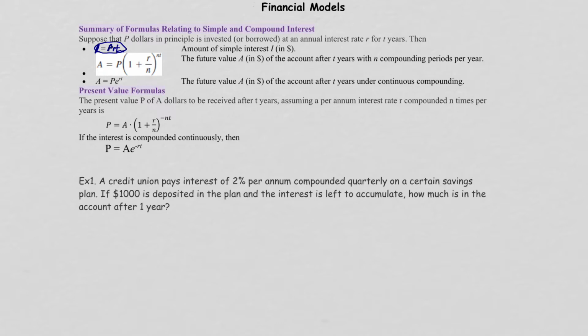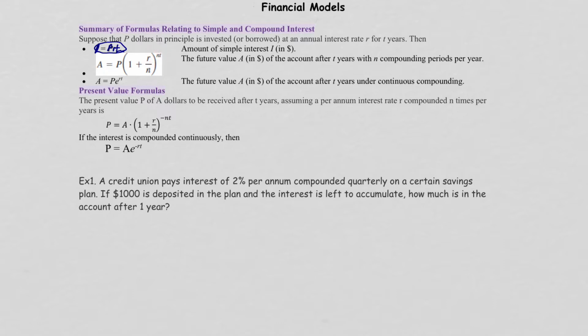You also have the compound interest formula. The compound interest formula is A equals principal. This A is the total amount, not just interest; it's principal plus interest. The total amount is equal to principal times (1 plus R over N) to the NT exponent. R is the rate, N is the compounding periods per year, and T is the time.